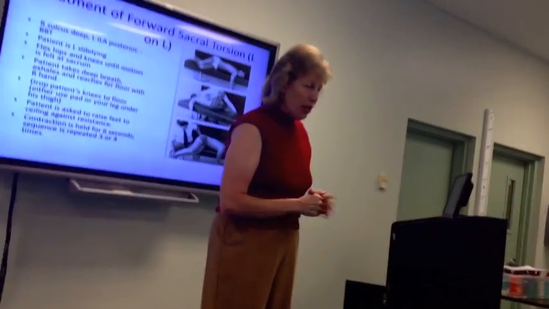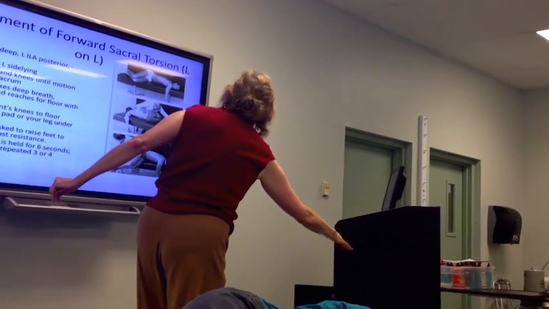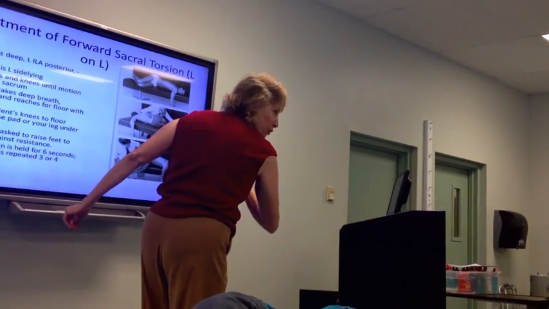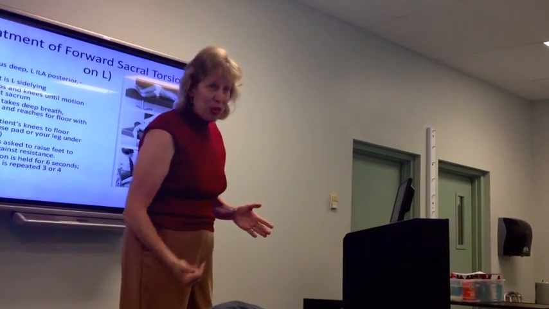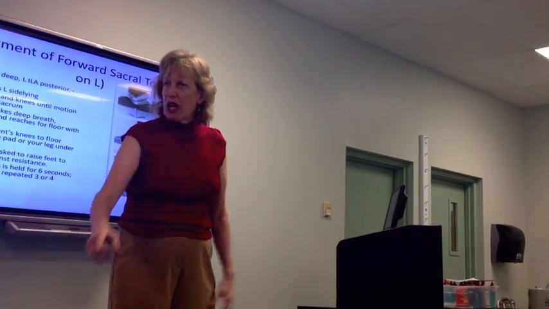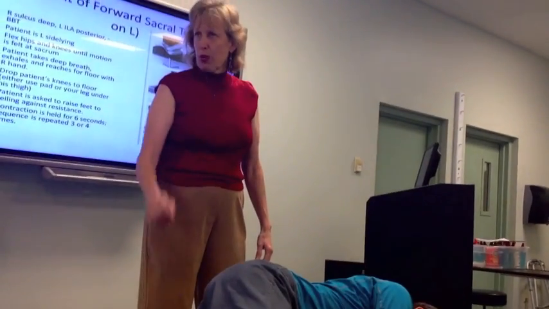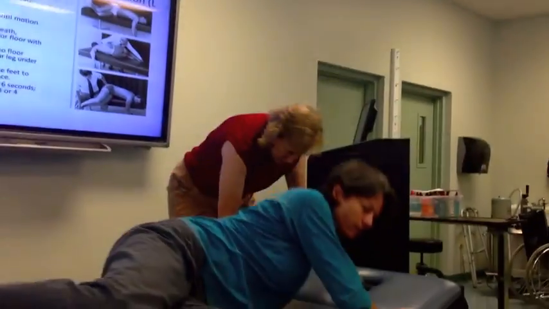Right, sacrum. Okay, so I have her lying on her left side and dropping her right arm over the table. So what am I creating? Left rotation of the thoracic and lumbar spine. Okay, so that's going to help me bring the sacrum to the right, and that's why I have her in this position. And then I'm going to directly inhibit the right piriformis. Okay, so now I'm going to turn around. All right, you go, please.